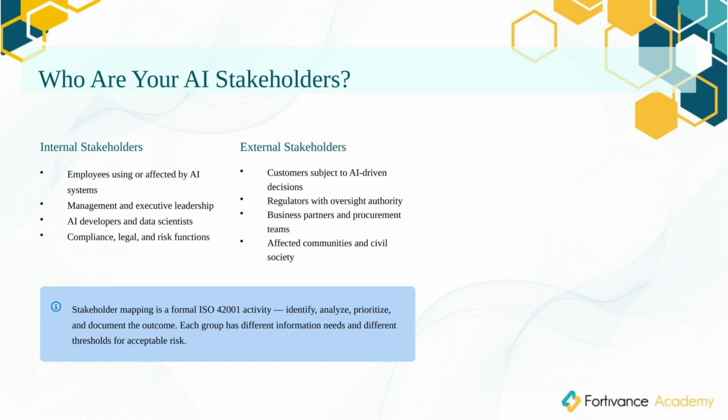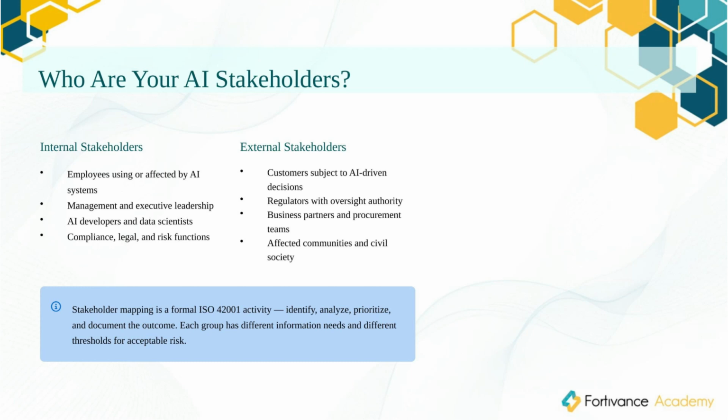Each of these groups has different needs. Employees need to know what AI is being used and what it means for their work. Senior leadership needs governance performance data to make informed decisions. The external stakeholder map is broader and often underestimated. Customers whose data is used and who may be subject to AI decisions. They have rights under GDPR and other regulations.